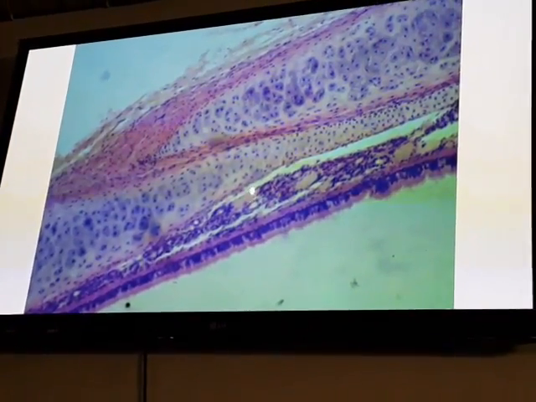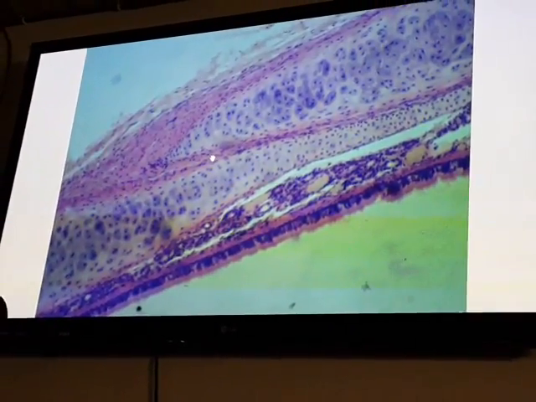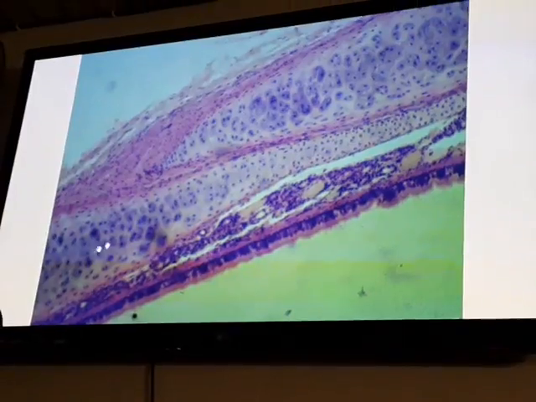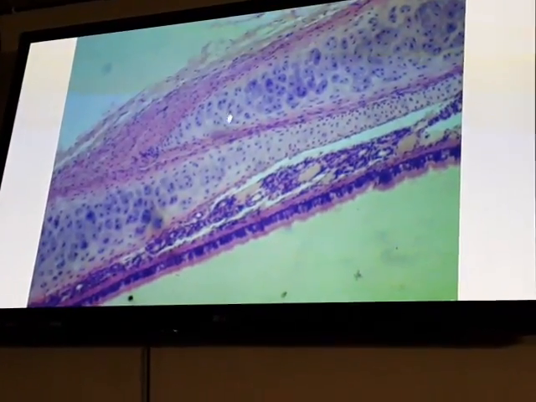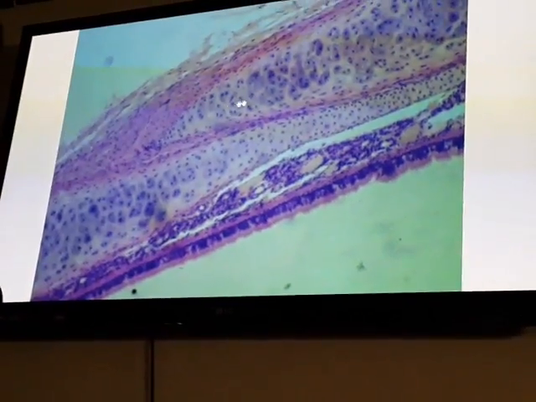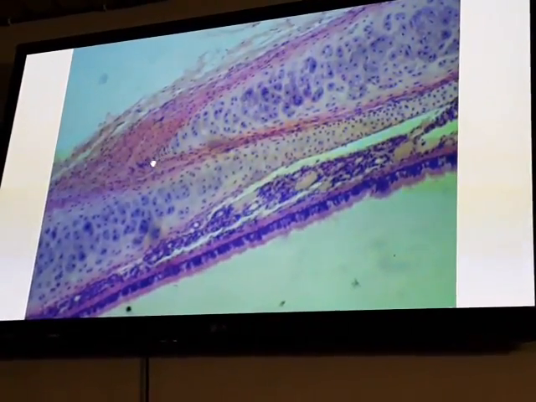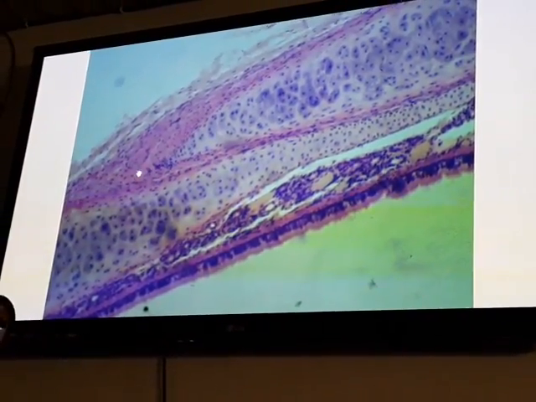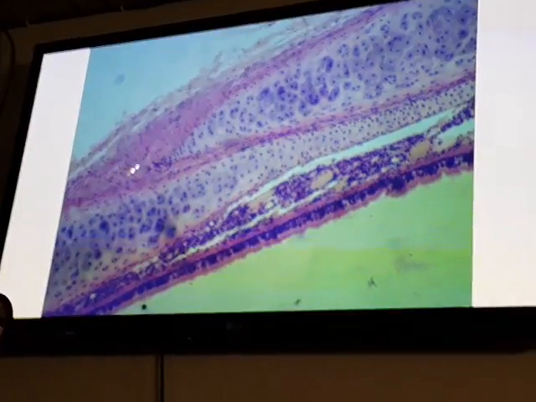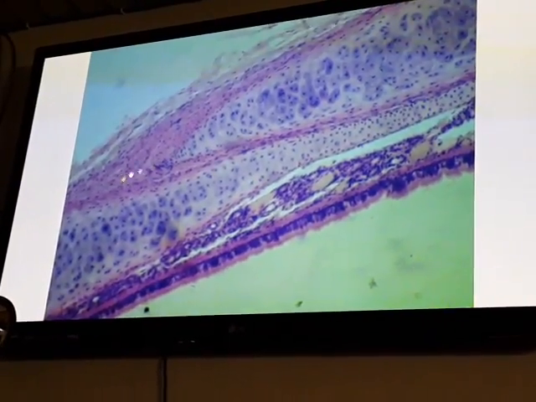Within the lamina propria, we have 16 to 20 C-shaped rings of hyaline cartilage. This is hyaline cartilage. The ends of the C-shaped rings are pressed together by fibroelastic ligaments with bundles of smooth muscles.